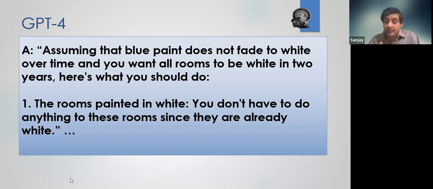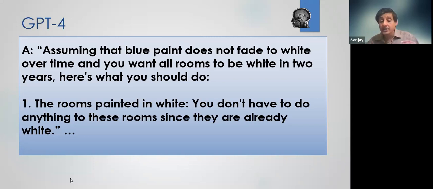So if the AI didn't understand it in a sophisticated way, it might have said that it's assuming blue doesn't fade to white over a year. But it didn't say that. It said over time, which is a broader understanding of the problem. That it's saying blue never fades to white, or blue doesn't fade to white over long periods of time. So it extracted that information out of the 4 sentences that it was given. Right? And then the next half of that sentence is, "and you want all rooms to be white in 2 years." So that's a restatement of what the question was. It doesn't do anything other than restate.